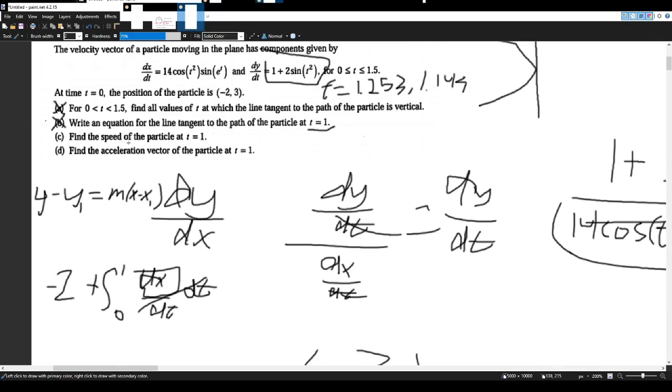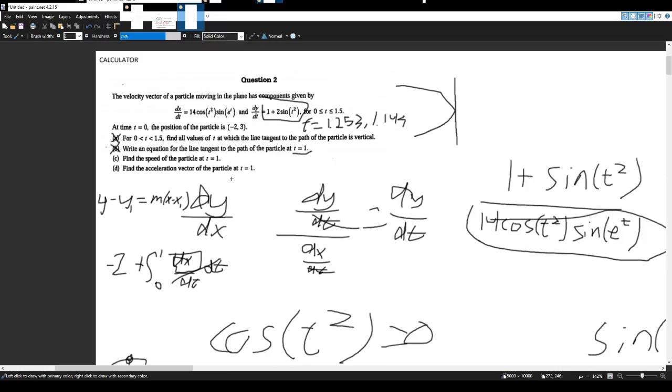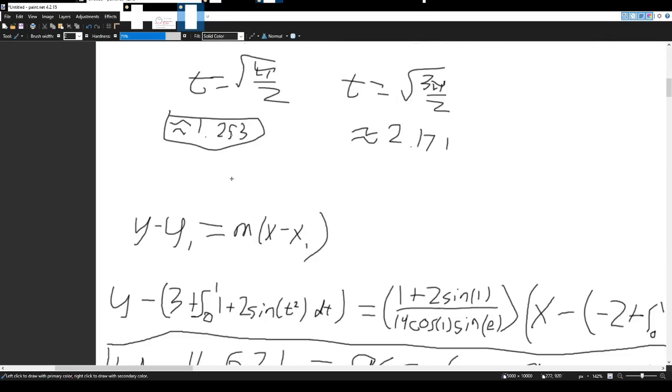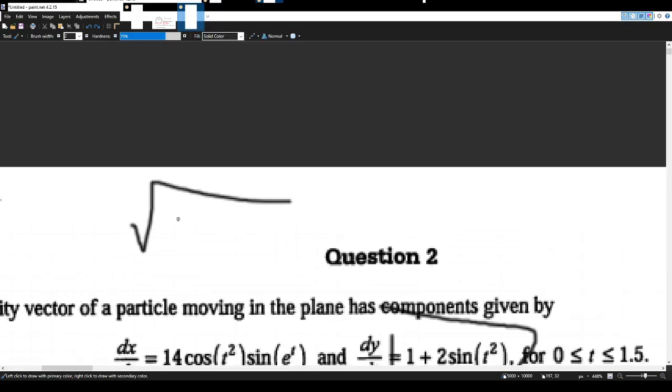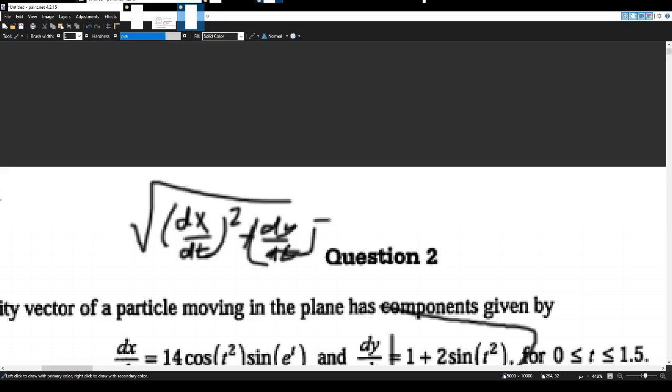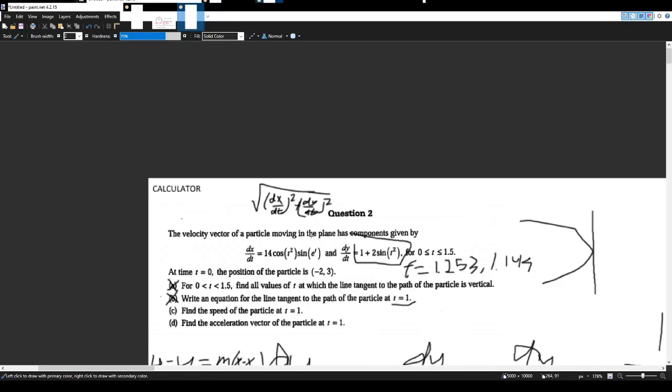Find the speed of the particle at t equals 1. Now we have an equation for speed. So speed is basically root of dx/dt squared plus dy/dt squared. That's what speed is, which kind of makes sense.